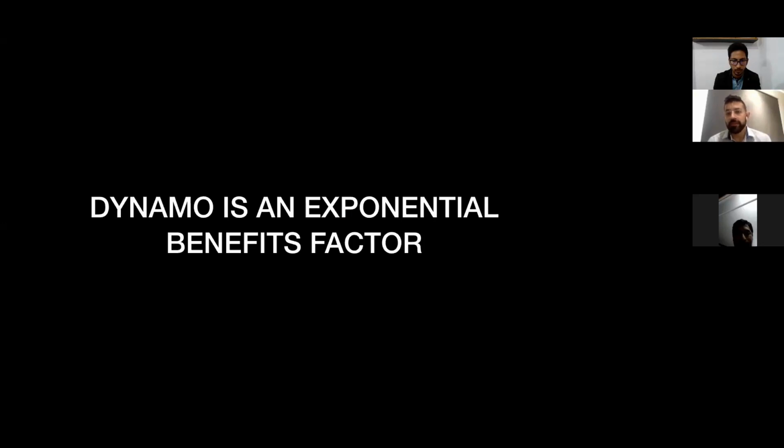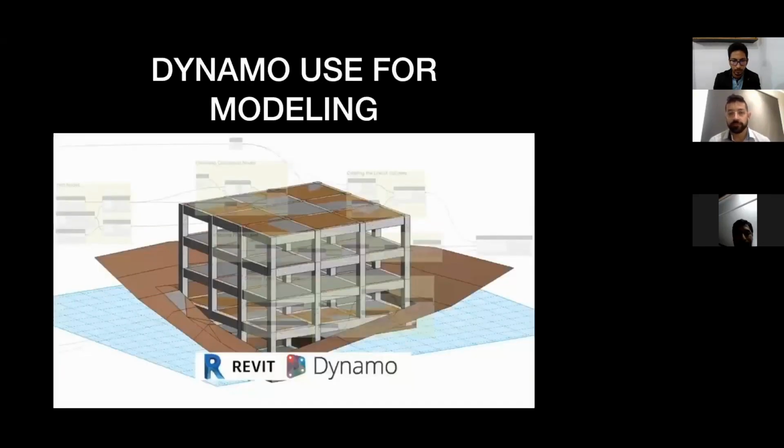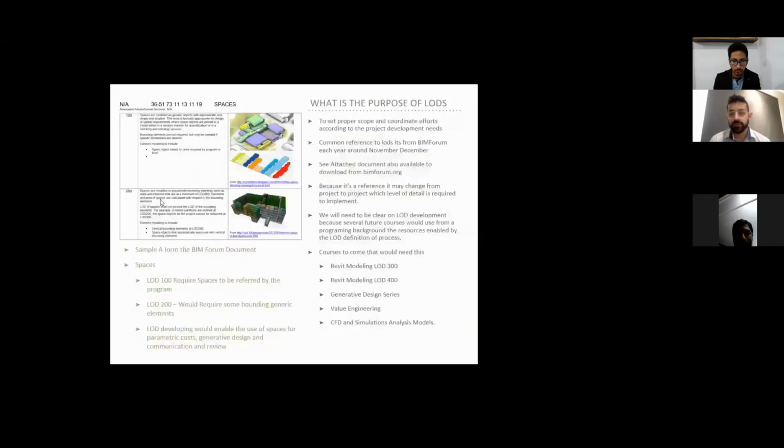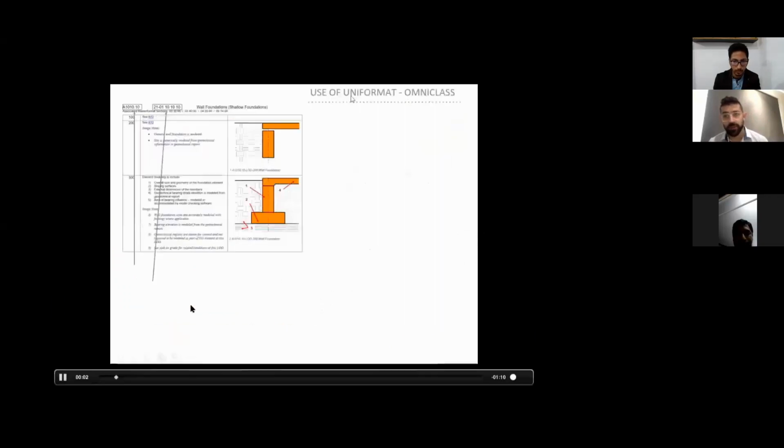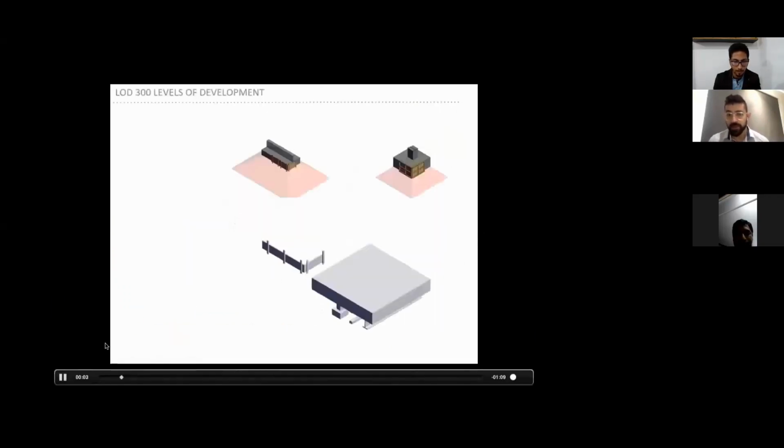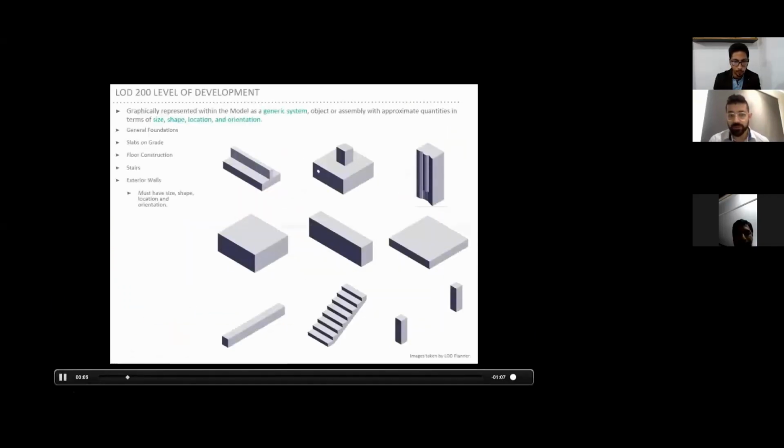And Dynamo is an exponential benefits factor. You can use it for modeling. That means that you can have in between, you don't need the code to be completed. You can mix modeling with other things. I'm going to see something like.